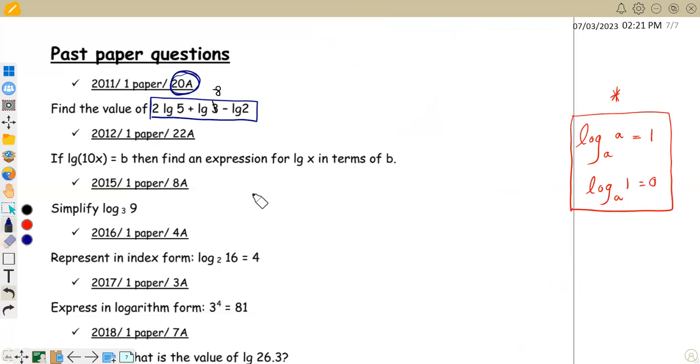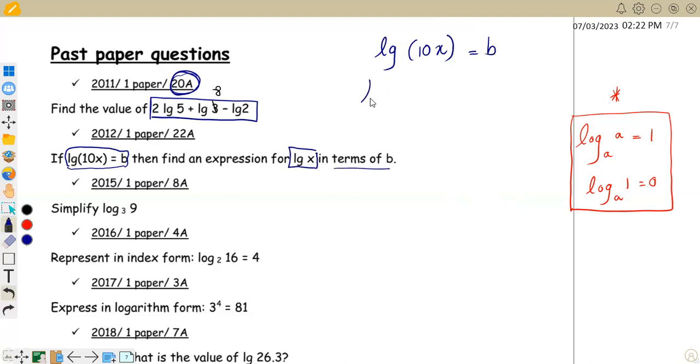Let's move to the next question. Here it is: if logarithm, or LG, of 10 times x, it is a product, is equal to b, then find the expression for LGX in terms of b.